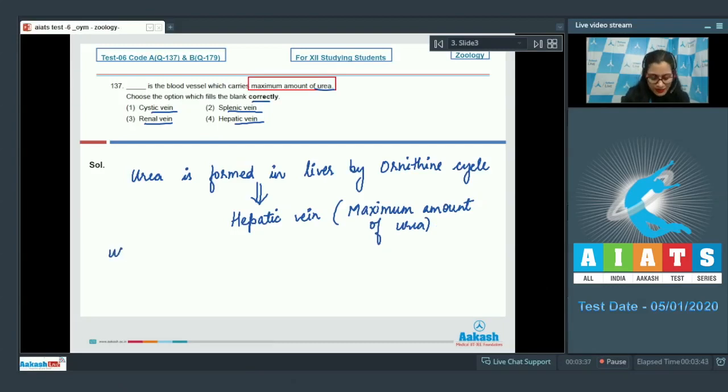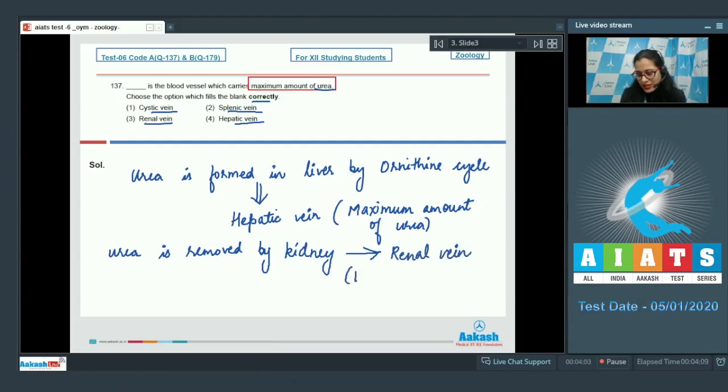Whereas urea is removed from blood by kidneys, and this filtered blood is carried away by renal vein, which carries minimum amount of urea. So maximum amount of urea is carried by hepatic vein, which is a correct answer to our question, whereas renal vein is an incorrect option because it carries minimum amount of urea.